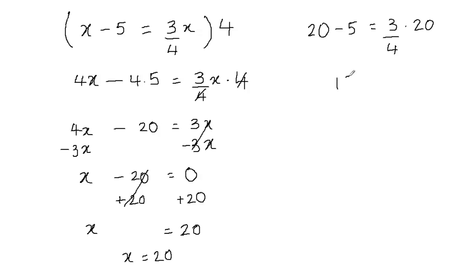So 20 minus 5 is going to give me 15. And we can do it this way: 20 divided by 4 is going to give me 5, and 5 times 3 gives me 15. And since 15 is equal to 15, this equation is true, which proves that my answer is absolutely correct.